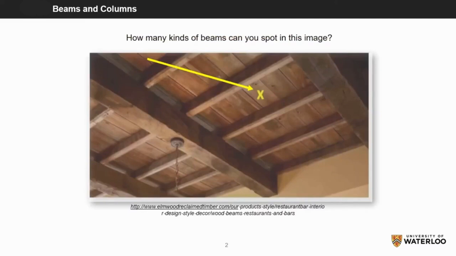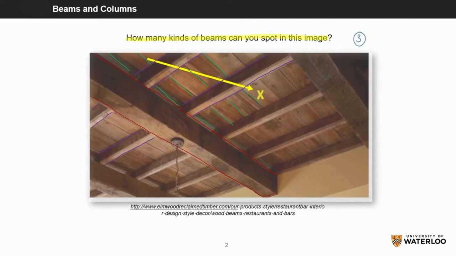In this picture, see if you can identify how many types of beams are present. The first is the large structural beam outlined in red. The second are the thinner perpendicular beams on top of the structural beam, which are outlined in purple. And the third type of beams are the wooden planks that make up the roof and rest on the second type of beam, which I have outlined in green. So, there are three types of beams shown in this example.